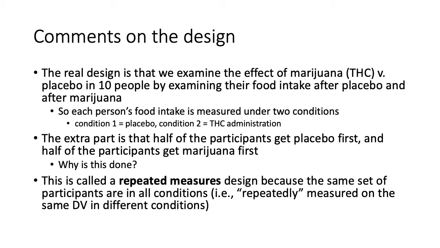Again, we call this repeated measures because the same set of participants are in each condition. And very importantly, what we measure under each condition is the same dependent variable. That's very critical to the next step. So in each measurement it is appetite. The only thing that changes is the conditions under which we measure their appetite. So let's have a look at the data.